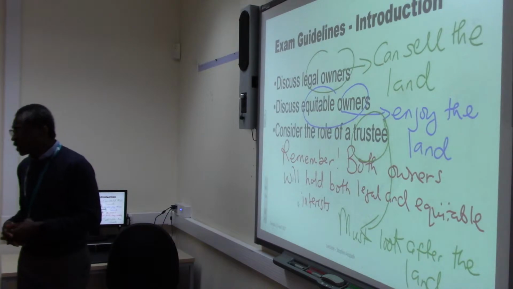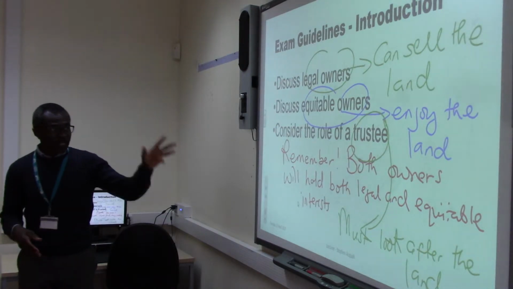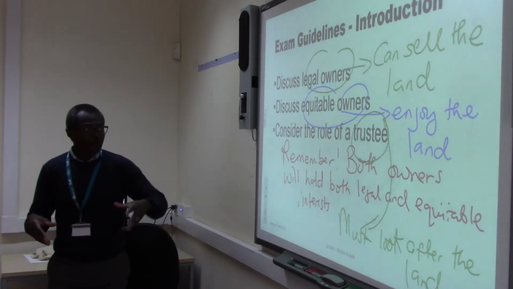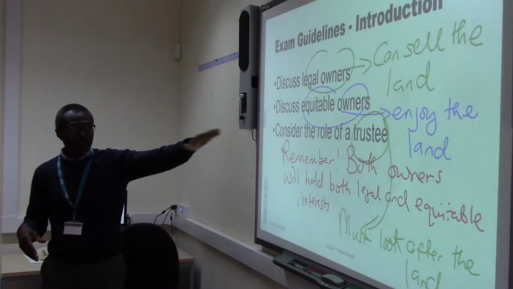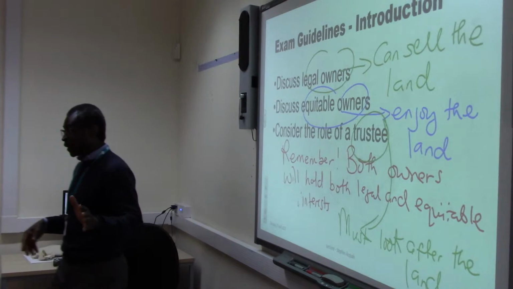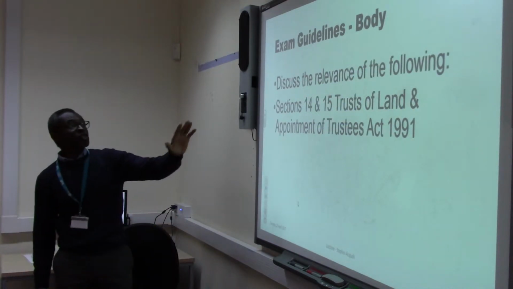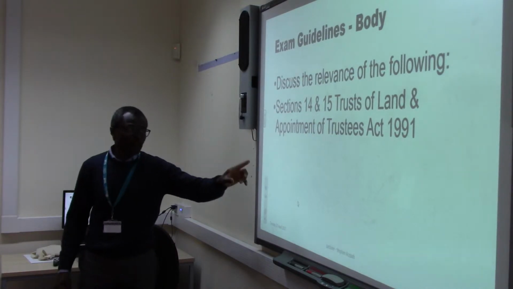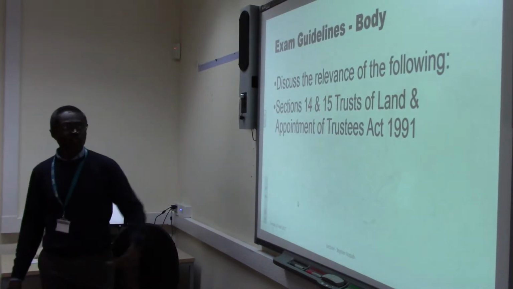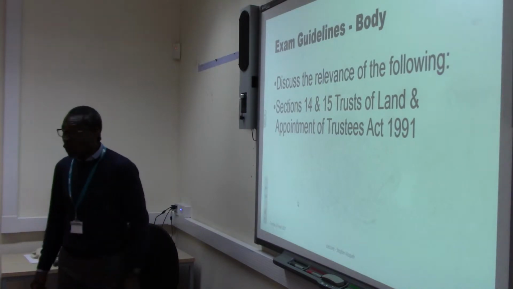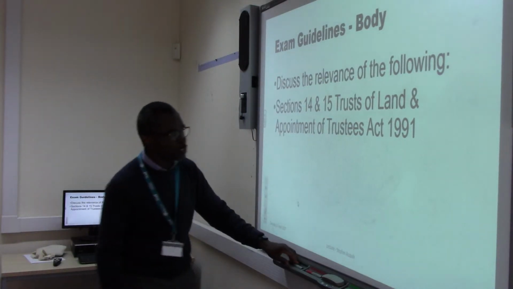So define co-ownership, talk about legal owners, equitable owners, bearing in mind that they're one and the same people who are both types, and then a little bit about trustees as well. Okay. The next point is then you need to discuss the relevance of sections 14 and 15 of the Trust of Land and Appointment of Trustees Act. I put 1991, but it's 1996, so it's children.